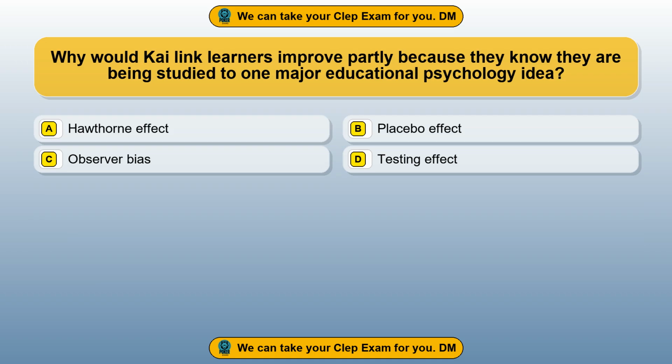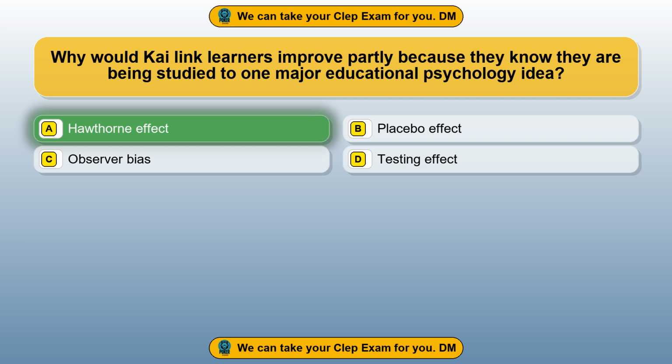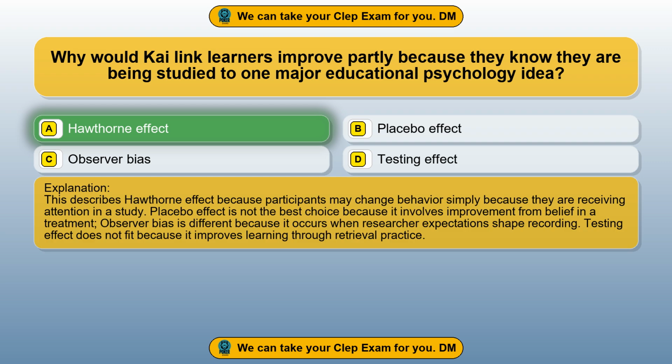Question 96. Why would Kai link learners improving partly because they know they are being studied to one major educational psychology idea? Option A, Hawthorne effect. Option B, placebo effect. Option C, observer bias. Option D, testing effect. The correct answer is option A. Hawthorne effect. This describes Hawthorne effect because participants may change behavior simply because they are receiving attention in a study.